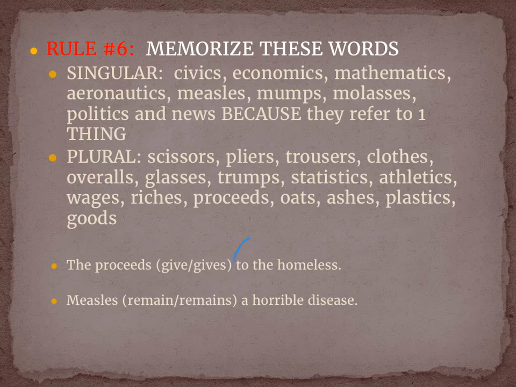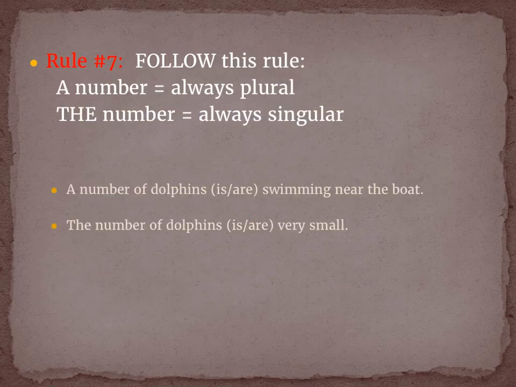So if we look at the bottom, to the homeless is a prepositional phrase. Proceeds is the subject. That comes off the plural list, so it's like saying they, and we would say they give. Down below, measles is our subject. Measles comes off the singular list because it's talking about one disease, so it's like saying she, and you would say she remains.